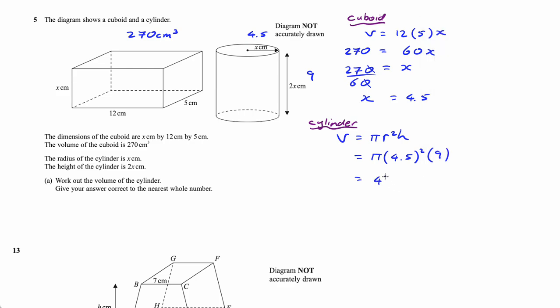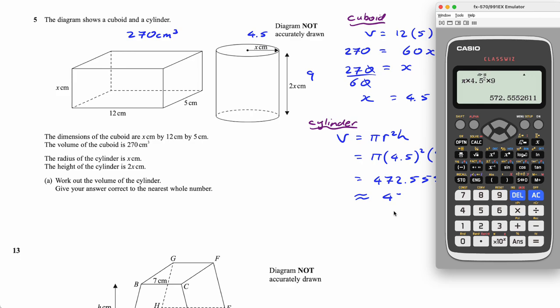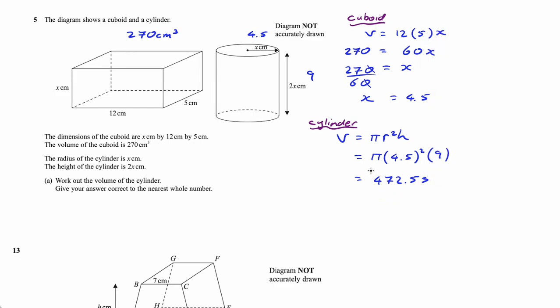I'm gonna just write that first, guys. 472.555. Nearest whole number is 4. Sorry, is it 4 or 5? It's 5. 572.555, which is approximately equal to 573, and again it's centimeters cubed.